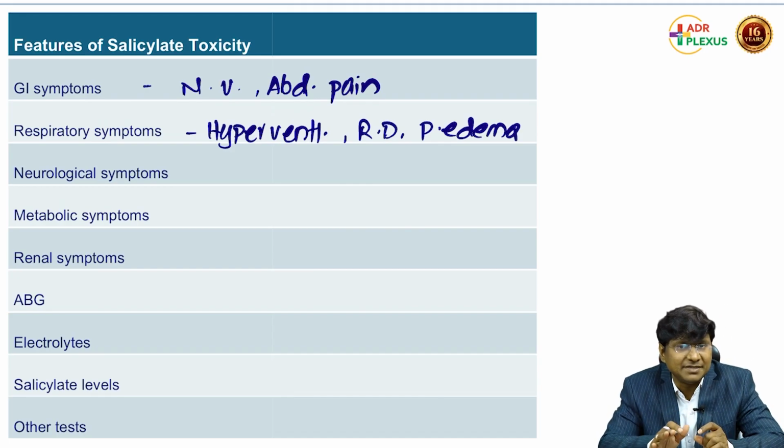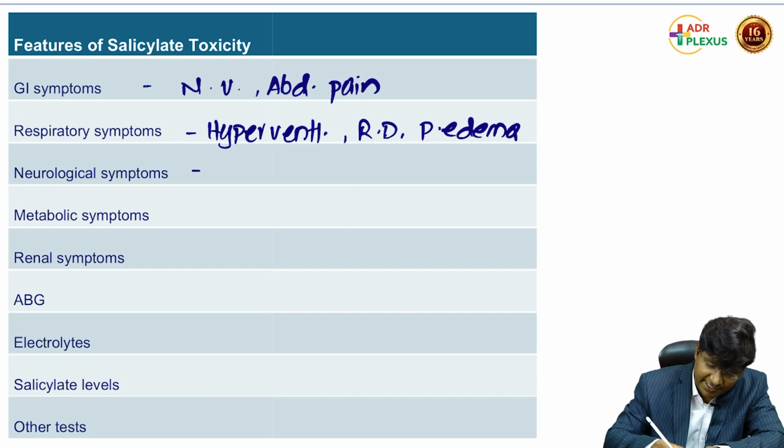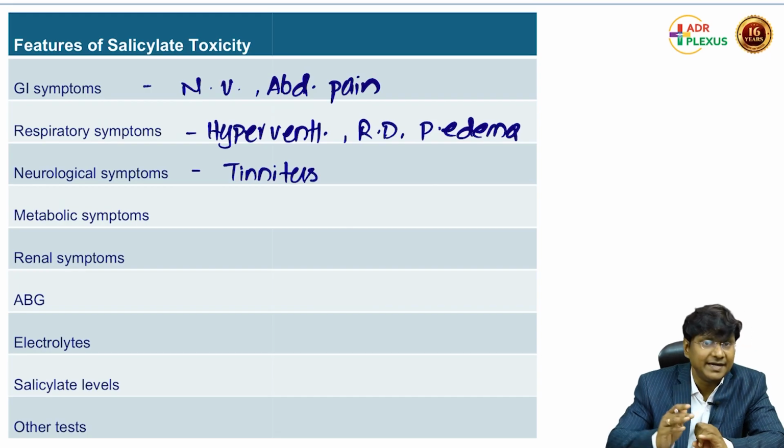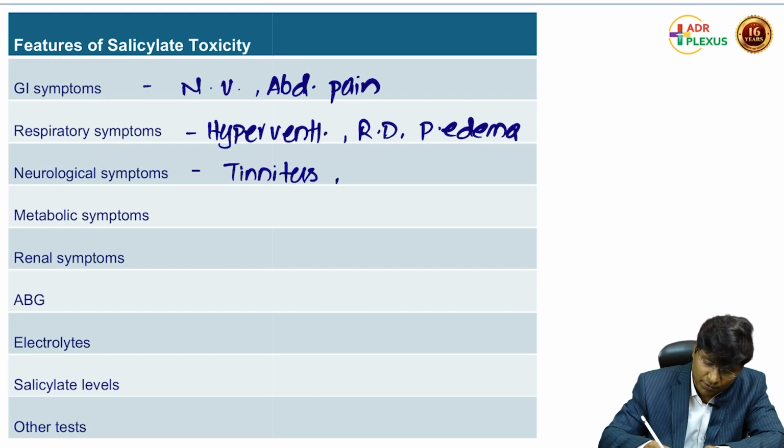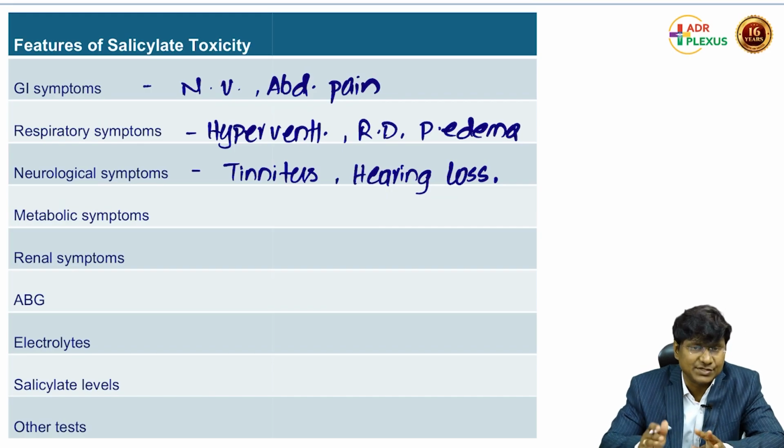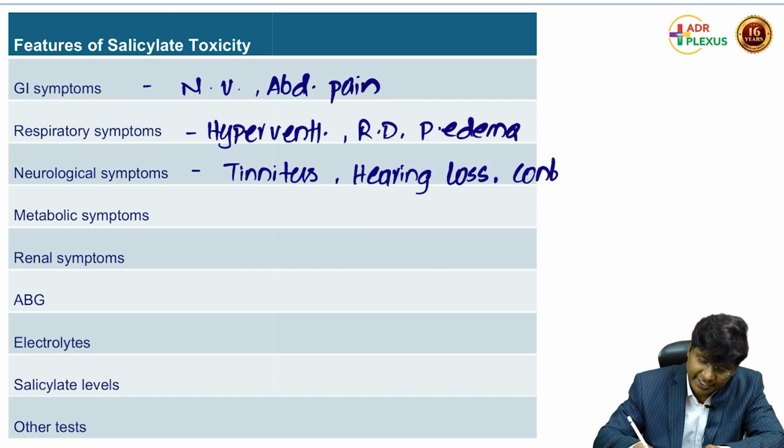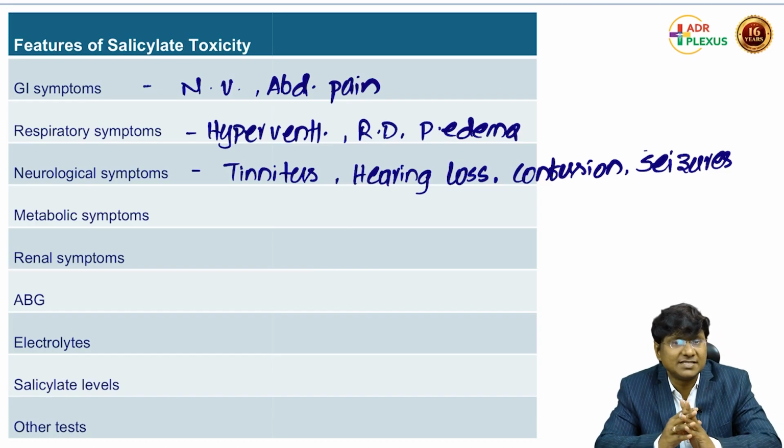The neurological symptoms include ringing in the ear, which is tinnitus. There will also be hearing loss, as well as dizziness, and the individual may go into a state of confusion, and there can also be development of seizures. So these are the neurological symptoms.